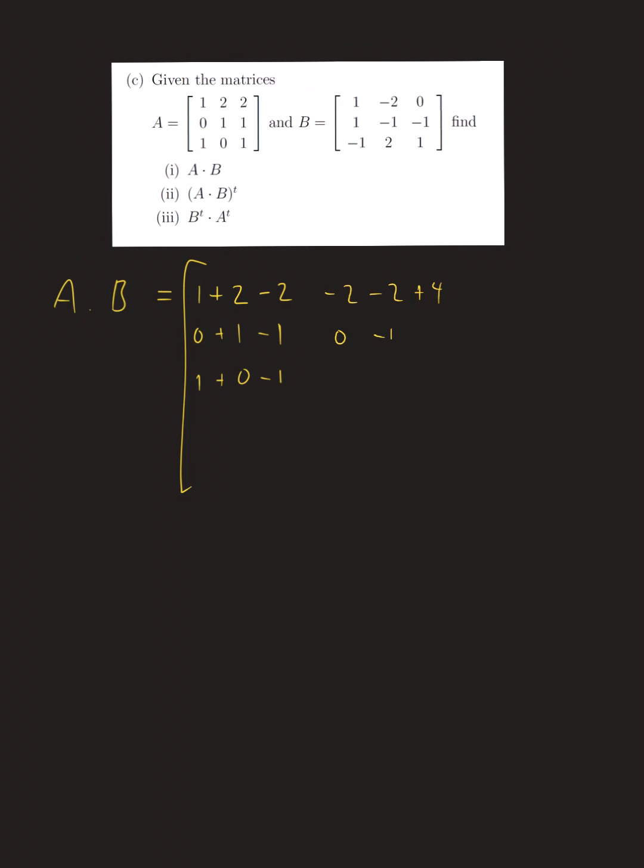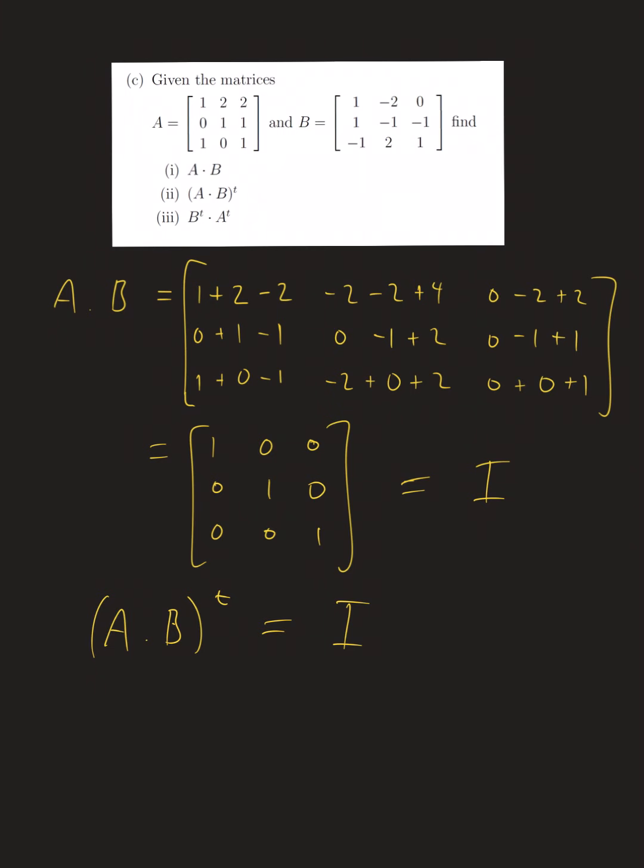So next we're asked for A times B transpose. That's just the transpose of the matrix we just found, which, since the identity matrix is a symmetric matrix, is equal to its own transpose, because everything is the same across the diagonal. So this is actually just equal to the same thing again. I'll call it I here. So it's the same thing again.